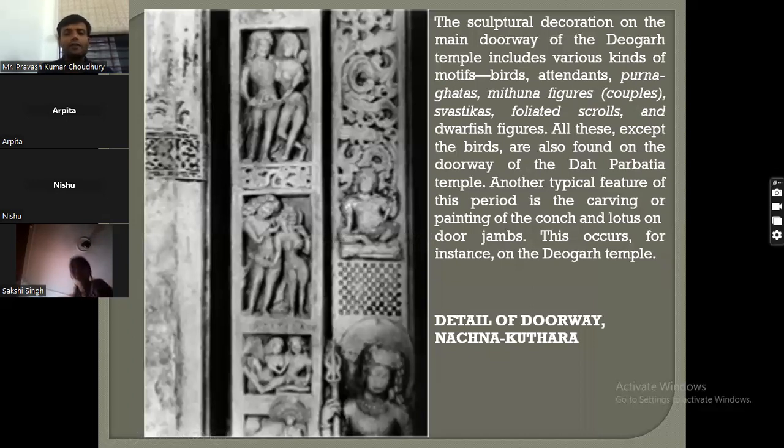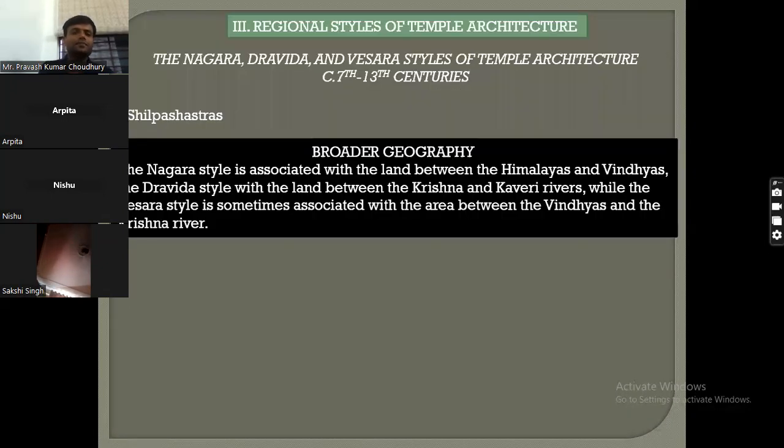This is the gateway. Steadily you can see the minute carving and elaborations also started taking place over a period of time in these structural remains. Nachna Kuthara gateway is also there. Likewise, it got much more elaborated when we compare it to the preceding examples. So what we can see is that ultimately, slowly and steadily, we see the evolution and development of the structural remains of temple architecture as it is evident in physical form in the Indian subcontinent.